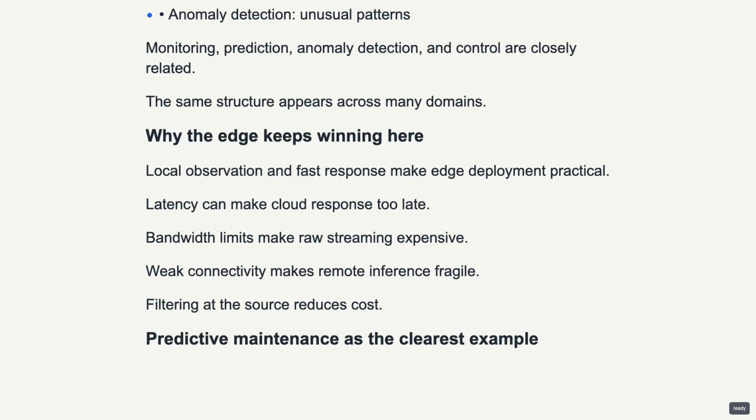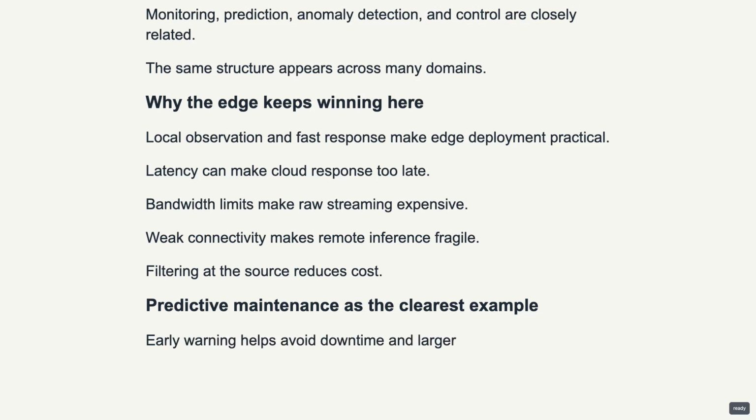Predictive maintenance brings the whole pattern into focus. It combines business value, operational risk, and the need for early warning in one concrete setting. The value is easy to see. Catch trouble early, schedule service before damage spreads, and replace parts before a small problem turns into a bigger one. That is where edge inference can save both time and equipment.